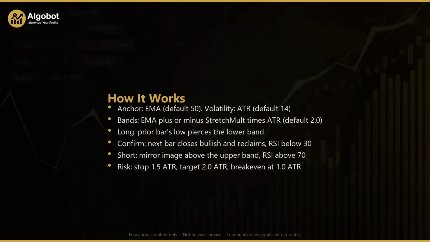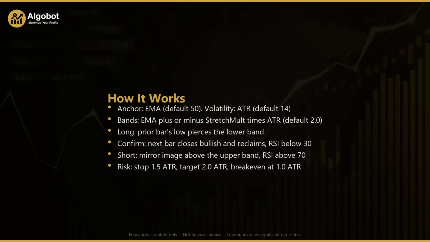For a long setup, the strategy checks three things in combination. First, the earlier bar's low must have pierced below the lower band, showing that price genuinely overextended to the downside. Second, the more recent bar must close back higher, meaning it closed above its own open and above the prior bar's close. That's the reclaim, a sign that buyers stepped back in. Third, the relative strength index must be below the oversold level, 30 by default, confirming that downside momentum was exhausted. When all three line up, the EA signals a buy, entering at the ask price.